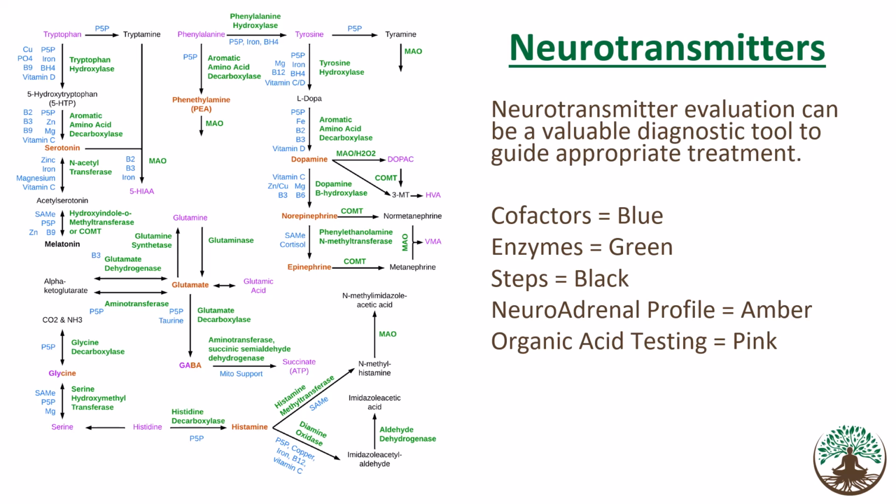Several cofactors and precursors are shown in this image in blue. Enzymes are in green. Additional steps that are unmeasured in the context of laboratory and diagnostic studies we will discuss today are in black. Components of the neuroadrenal profile are in amber, and components of organic acid testing are in pink.